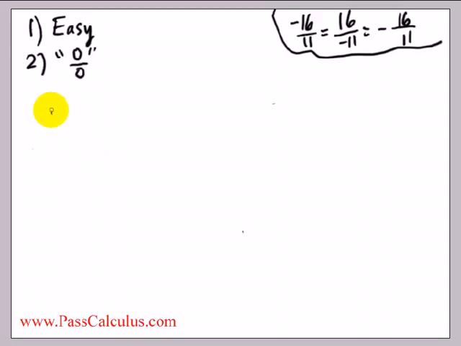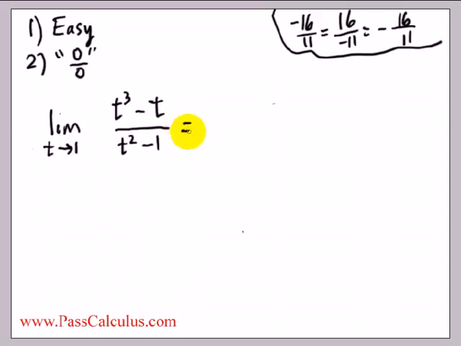How about this one? We can't always use x, okay? We have to use other letters as well sometimes. How about the limit as t goes to 1 of t cubed minus t over t squared minus 1. All right, well, let's decide, is this an easy kind of limit or is it 0 over 0 kind? Well, when I put 1 in here, I get 1 cubed minus 1, which is 0, and put 1 on the bottom, I get 1 squared minus 1, which is 0 as well. So this is 0 over 0.